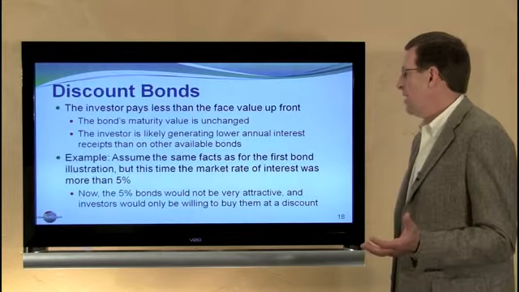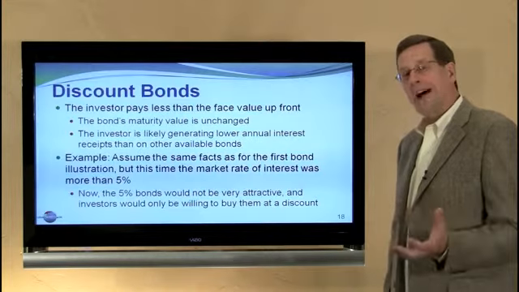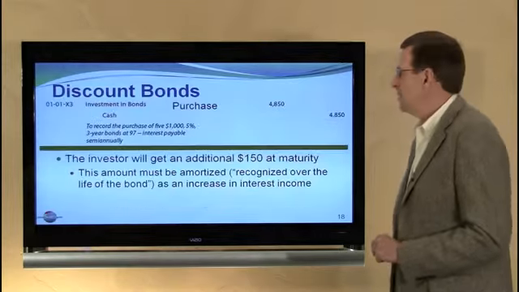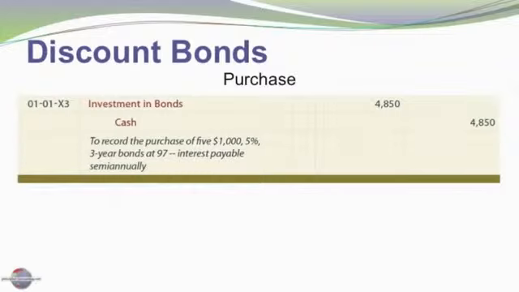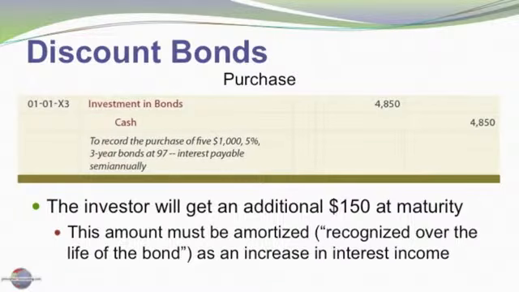So let's assume we have the same facts as for the first bond, but this time the market rate of interest when we bought the 5% bond was more than that, so we had to buy this at a discount or not be interested. Up front, we bought the bond for $4,850, so we'll debit investment in bonds $4,850 and credit cash $4,850. The investor gets the other $150 back at maturity when they get their $5,000 back, and so that $150 needs to be amortized over the 3 years at $25 every 6 months.